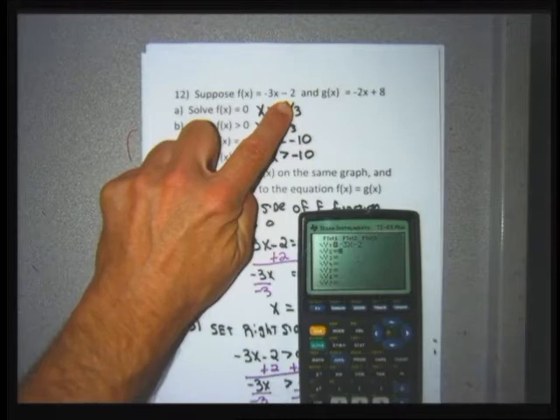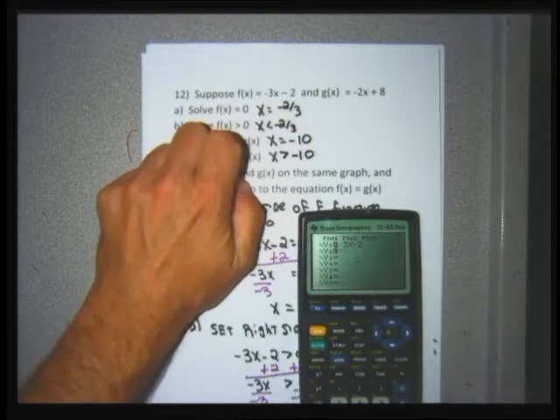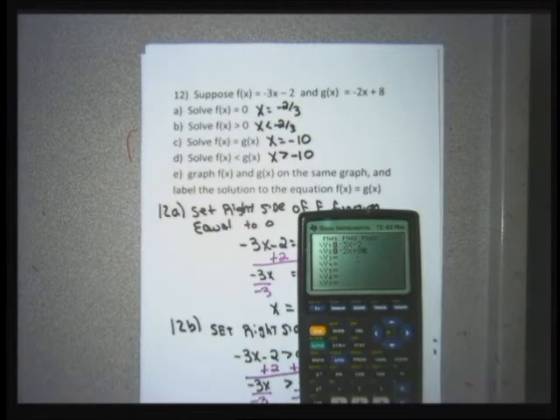For the g of x, I'm using the negative in the bottom row of the calculator, then the 2, and then plus 8. I know that the x coordinate of where these two graphs are going to cross is negative 10. And I can tell you the y coordinate real quickly.